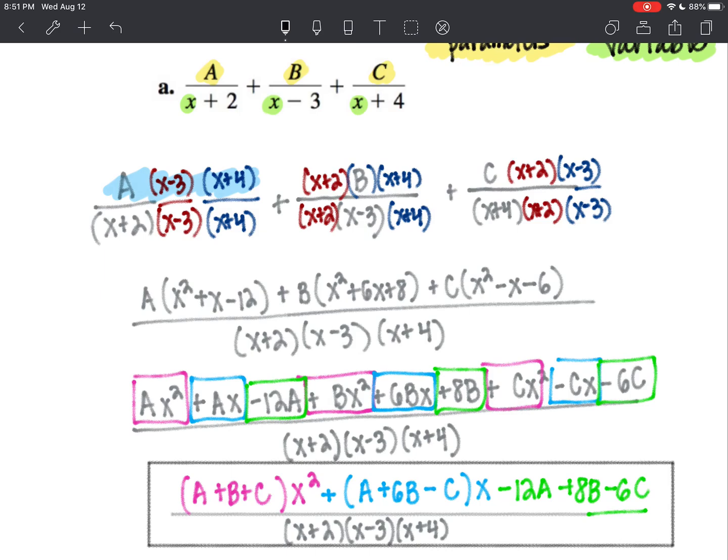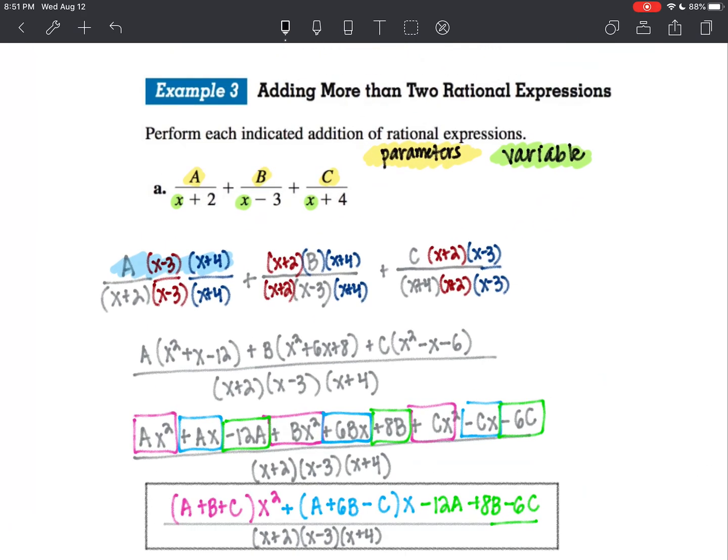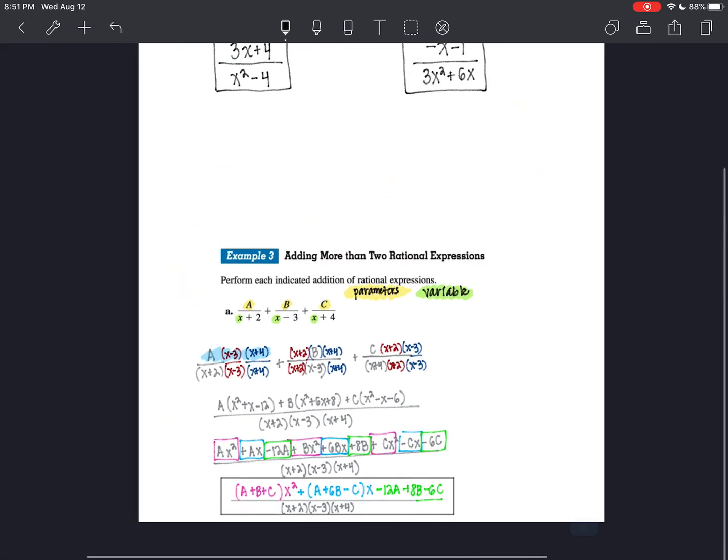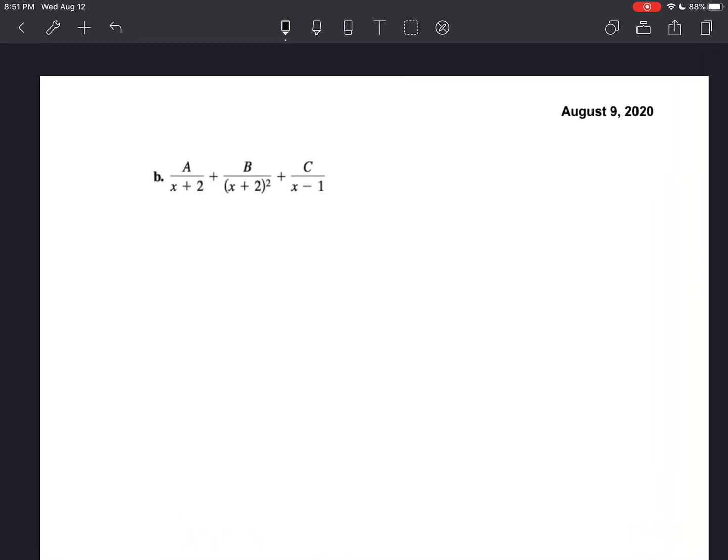Much better. There we go. It fixed it for me. So let me see if I got it right. A plus b plus c x squared, a plus 6b minus c x, minus 12a plus 8b minus 6c, score. That is it. Okay, you've got 2 examples here to try.